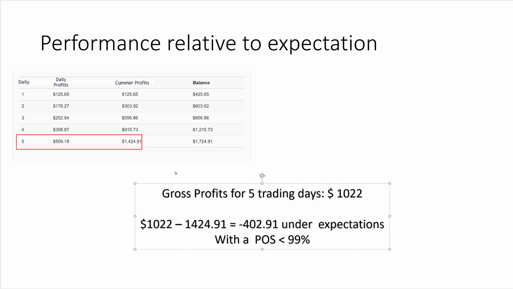Now that's just the 5. Actually, there were 3 or 4 more trades that were taken before this. So actually, I'm over expectation, but since we're using May 12th as the reference date, then yeah, we're under.